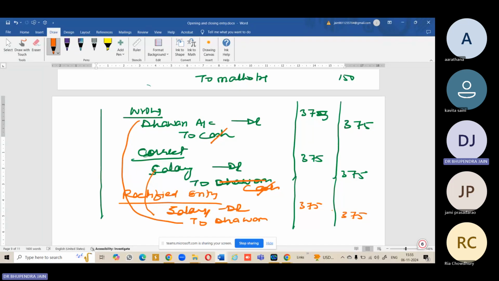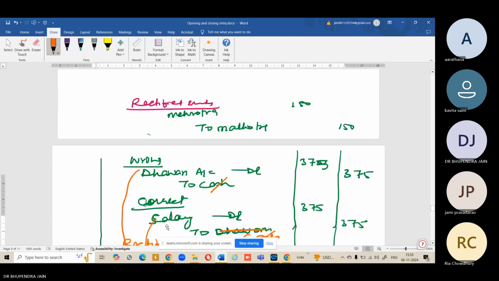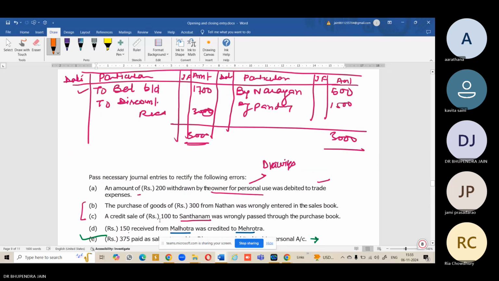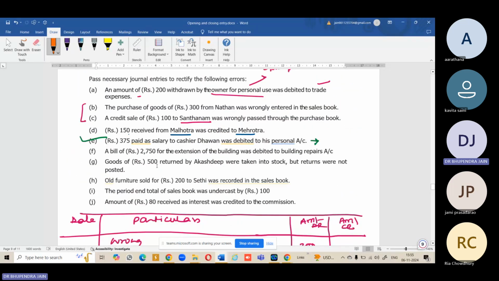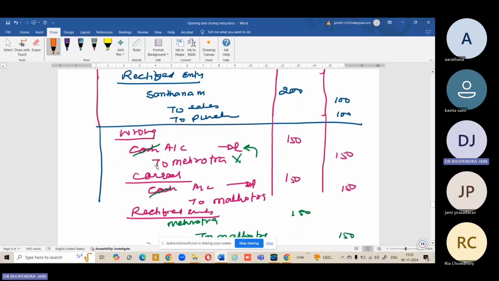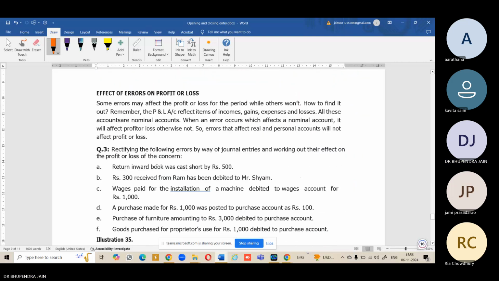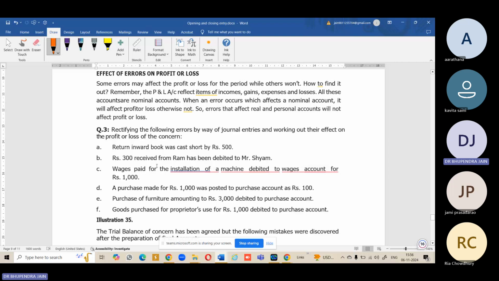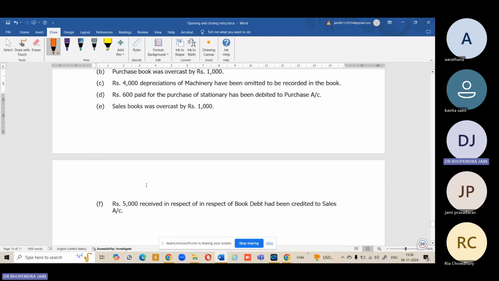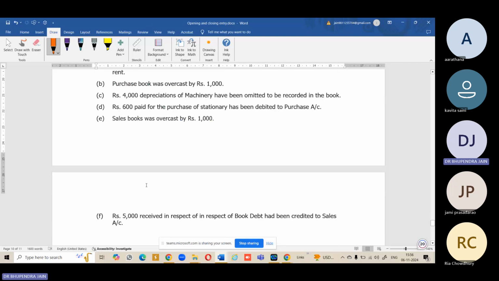Now check the next entry. All the entry are the same type of entry, you can easily pass the remaining entry. Now we are just going to discuss the last topic. Then we will solve, I think, one question or two questions. Out of two, we will solve only one question.